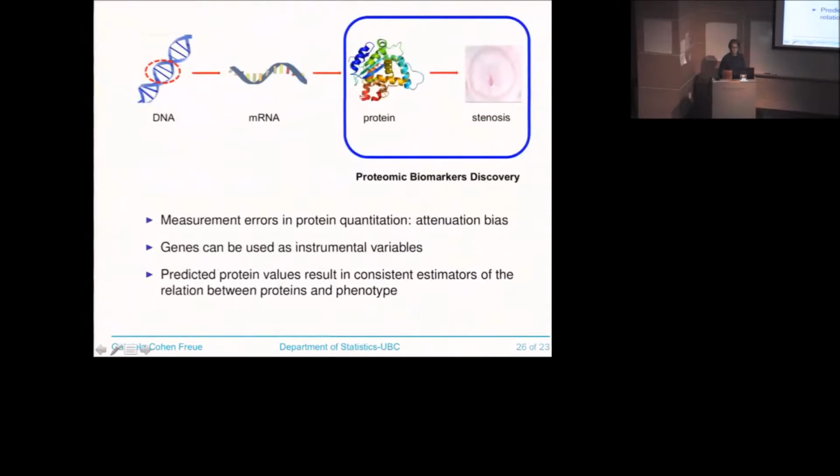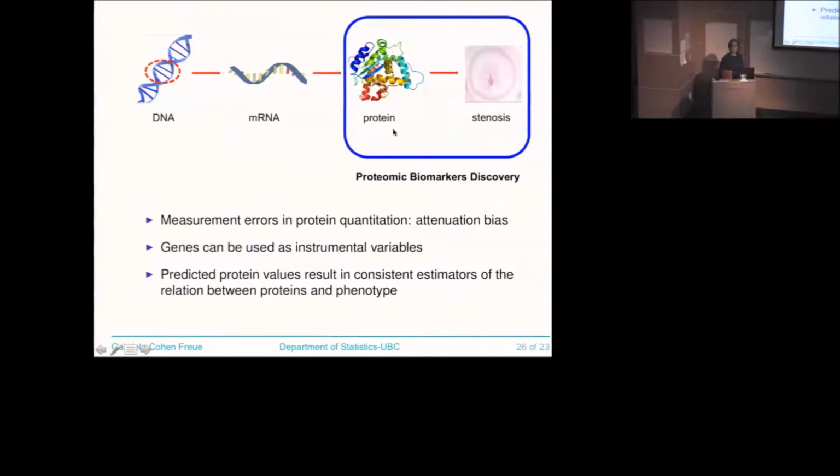Okay, so how am I going to use this technique in biology? I'm interested in finding a relation between proteins and a phenotype, for example, the stenosis in a bulb. I'm trying to find biomarkers. But if the relation I'm estimating is biased, I may miss some good biomarkers, and I may catch some false biomarkers just because of that bias in estimation. So how can I overcome that bias? Well, the idea is to use instrumental variables.